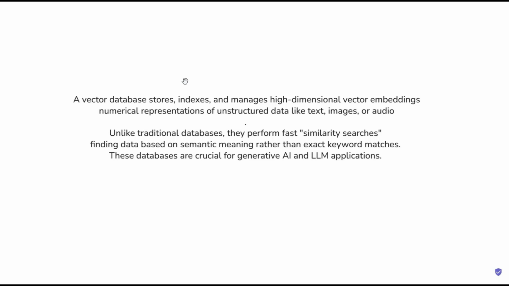In this course lecture, we are going to understand what vector databases are. A vector database is a special type of database that stores and manages vector embeddings. Now, what is a vector embedding? A vector embedding is simply a numerical representation of unstructured data like text, images, and audio. Instead of storing just text, we convert that text into numbers. These numbers help us to understand some meaningful information.